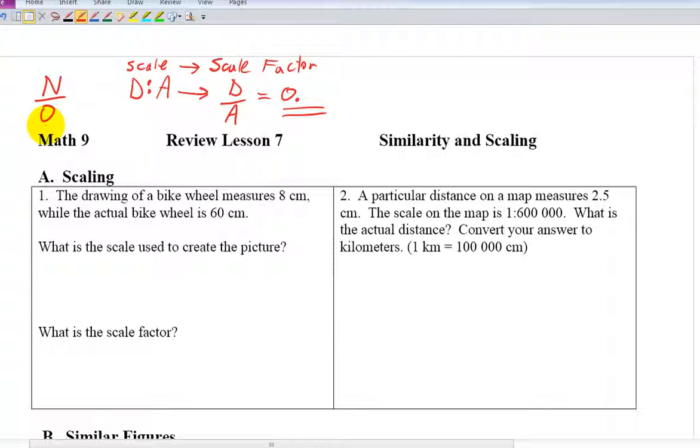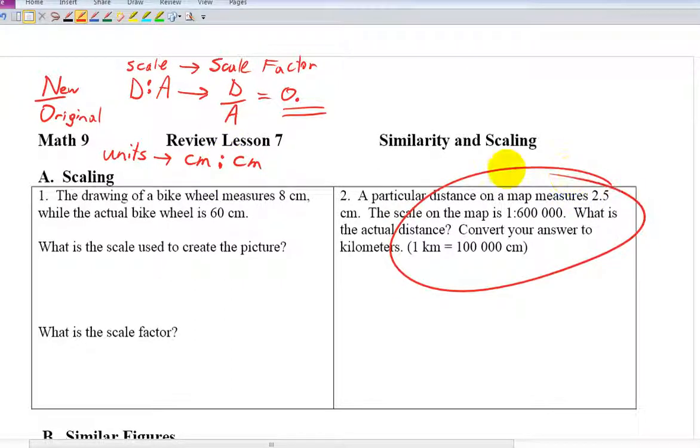Writing that down can really help you. So new over original. And we usually use those words mostly for scale factor. Your units must be the same. So it's going to be centimeters to centimeters. If you change them, like we're going to do for the map question over here, then make sure you write down your units. But if I don't give them to you, it's centimeters and centimeters.